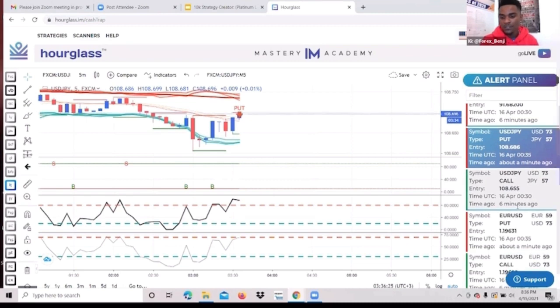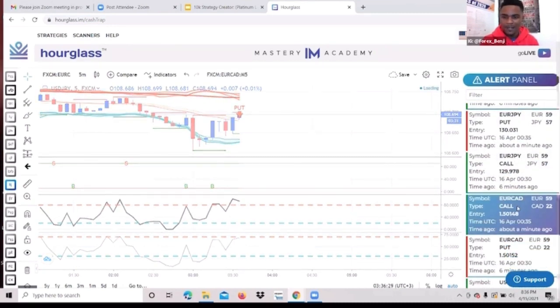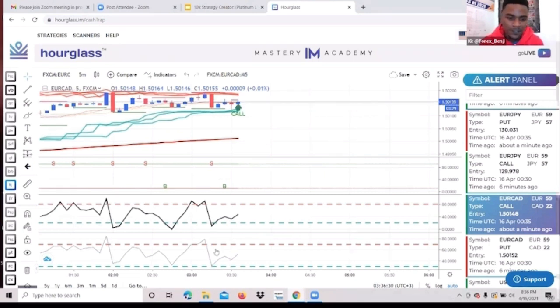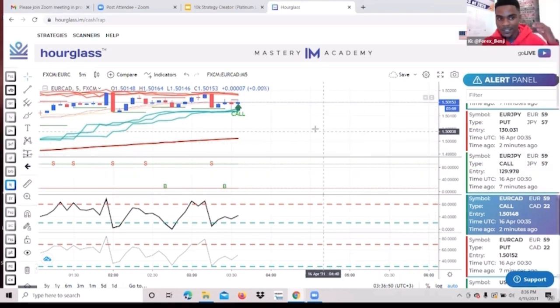So we just took, what was that, Euro CAD for a buy. Now look here. Price crossed up from our RSI on Cash Trap. Stochastic crossed up. We got a B. We got the call. And guess what else we had? We had the strength index stronger to the upside. Wow. In conjunction, guys, this is a beauty.